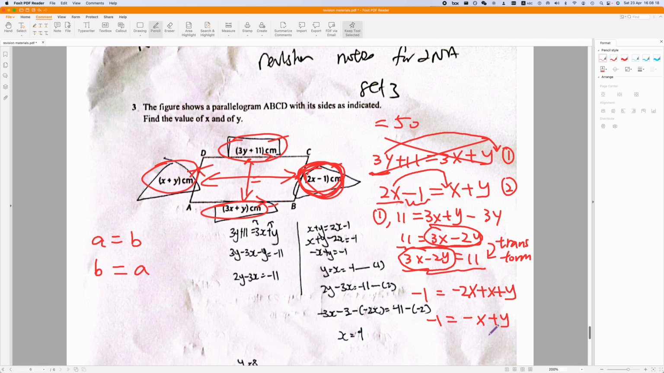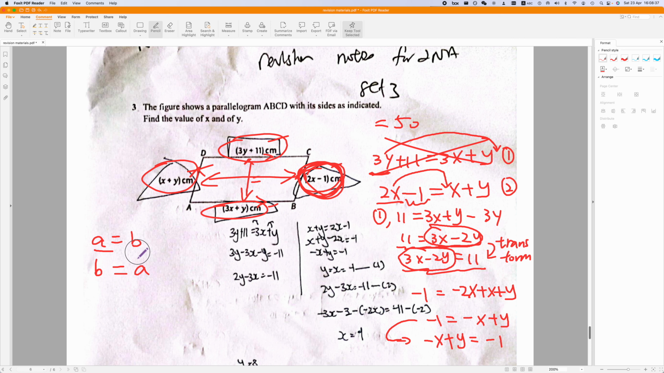So how do you convert this? How do you transform this? What do you get? Negative 1... x plus y equals negative 1. Correct.